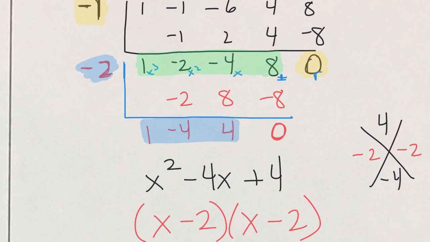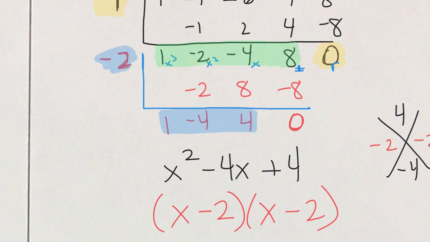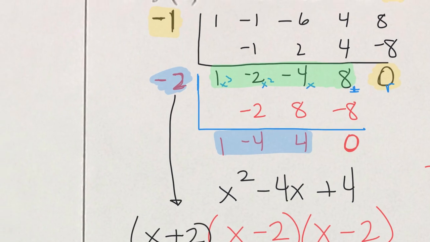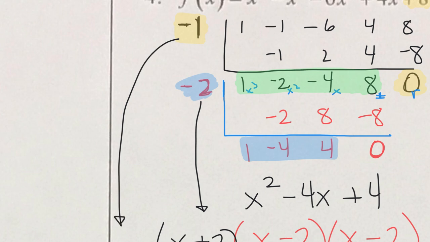And it's okay that it's a double, right? We don't mind having 2 of the same factor. But our other ones come from your 0. So this -2 is going to give us an x plus 2. And the -1 is going to give us an x plus 1.